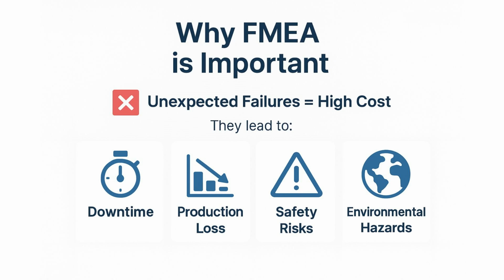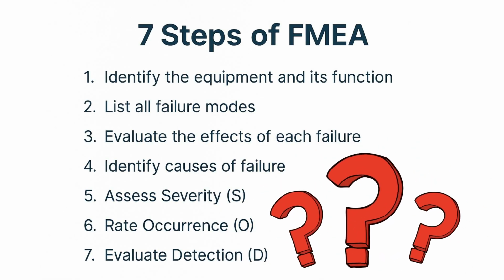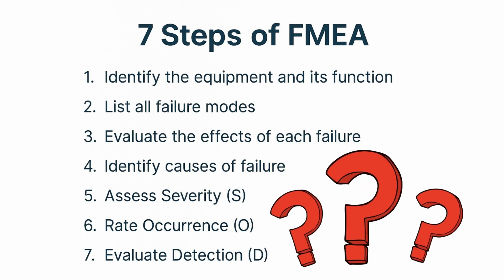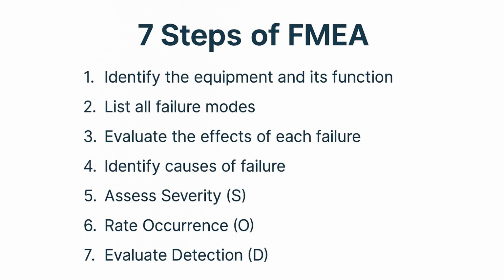Now we will be breaking down the FMEA into 7 steps, in the same way that we did in our last video for RCS strategy, so that it will be very easy for you guys to understand. So let's come to the first step. In the first step, we will be identifying the equipment and its function, so that we can know what the role of this equipment is in our plant.